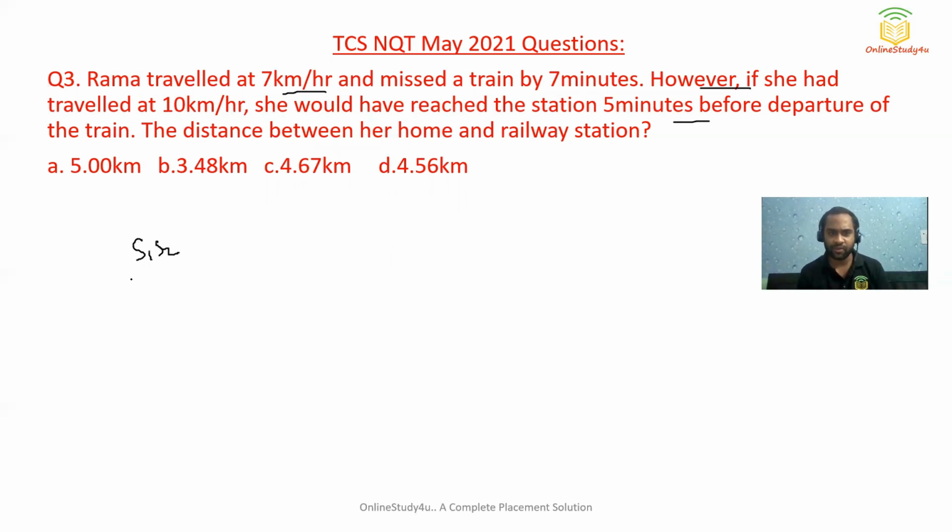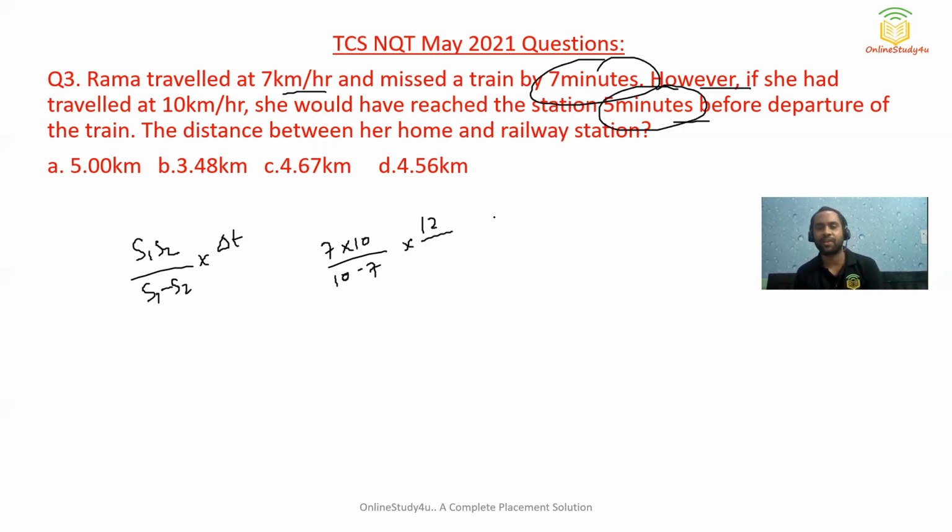So S1, S2. This formula, writing is not required. Okay. So 7 into 10 divided by 10 minus 7, into 12 minutes. Okay. The difference of 7 and 5, total 12 minutes. Okay. 7 plus 5 will be 12 minutes.